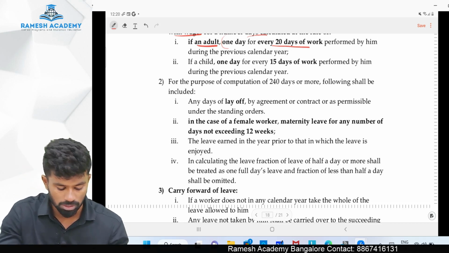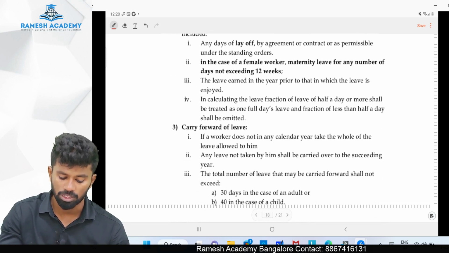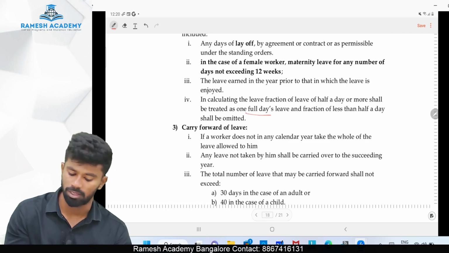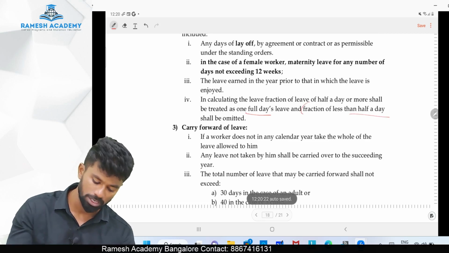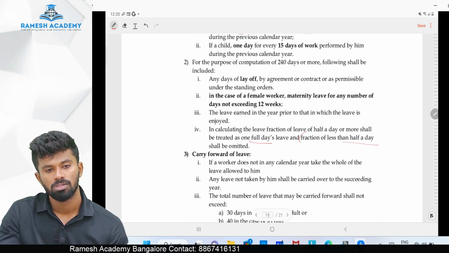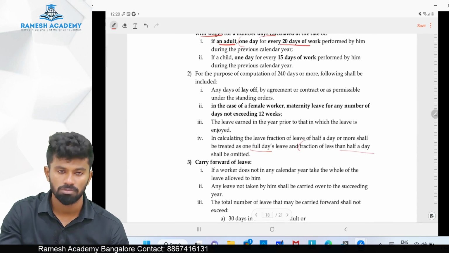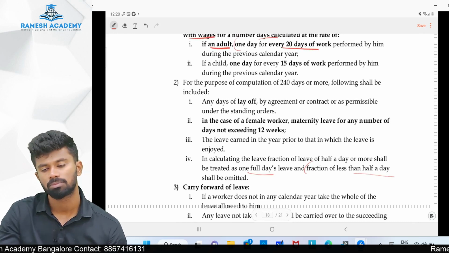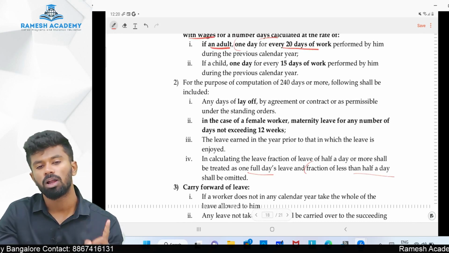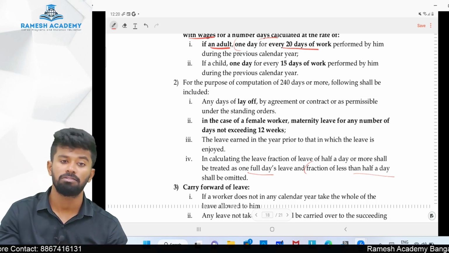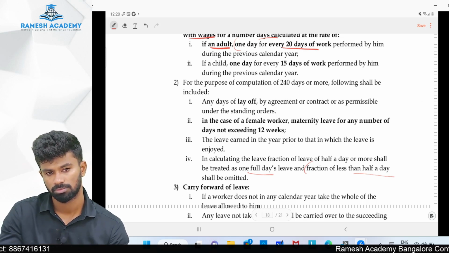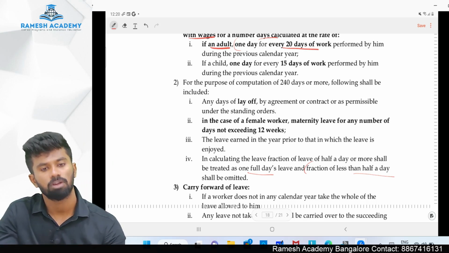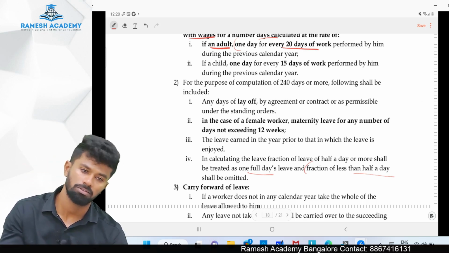And the last one is, in calculating the leave, fraction of leave of half day or more shall be considered as what? Full day leave, and fraction less than half a day shall be omitted. So, if a worker has worked for a minimum of 240 days during a calendar year, then he is eligible for 1 day of leave for every 15 days of work. If he is a child, or an adult, 1 day of paid leave for every 20 days of work.